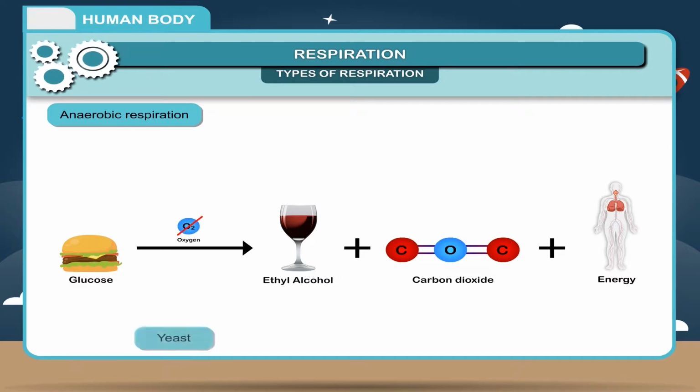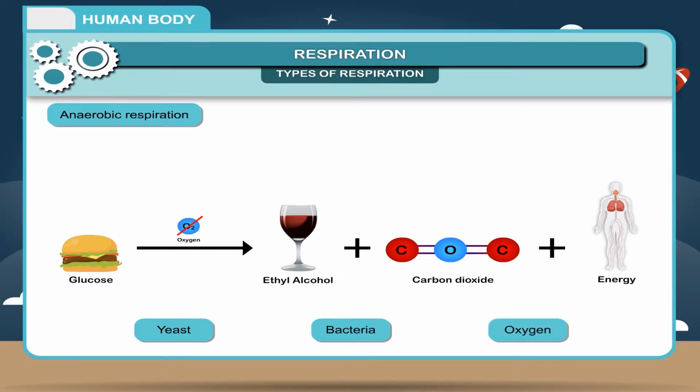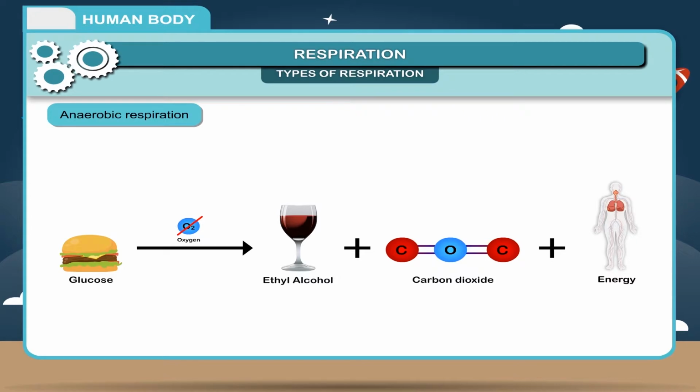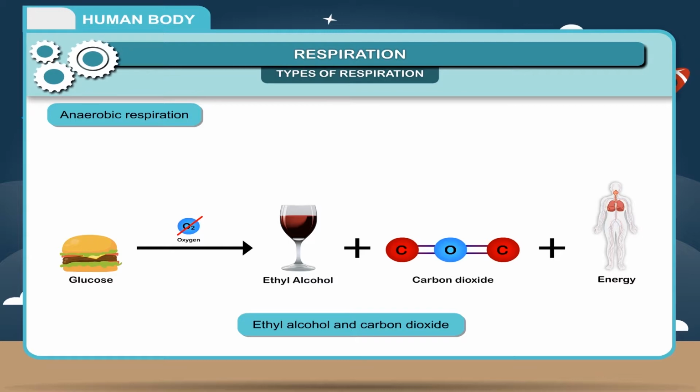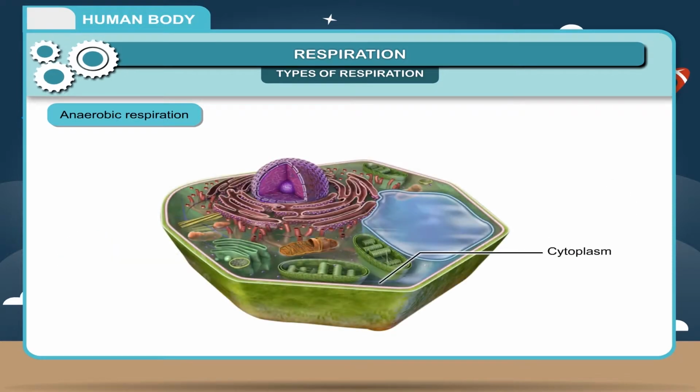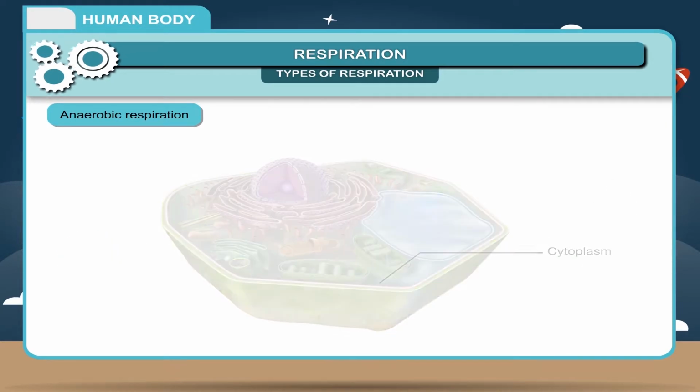Anaerobic respiration. This type of respiration occurs in the absence of oxygen. During respiration in yeast and bacteria, oxygen is not involved in the oxidation of food. Food, glucose, is broken down into ethyl alcohol and carbon dioxide. In this process, less energy is released. It mostly occurs in the cytoplasm of the cells.